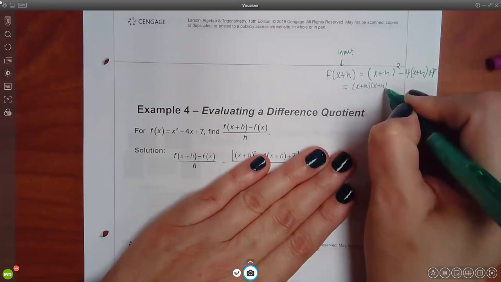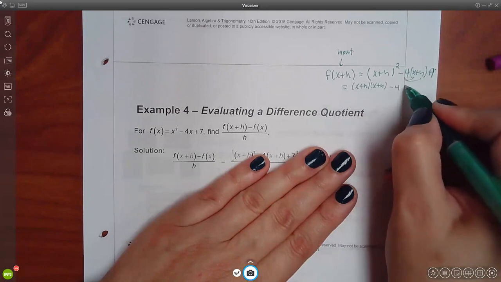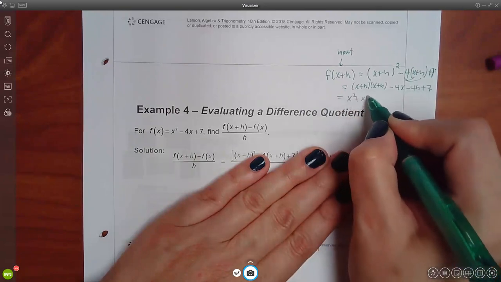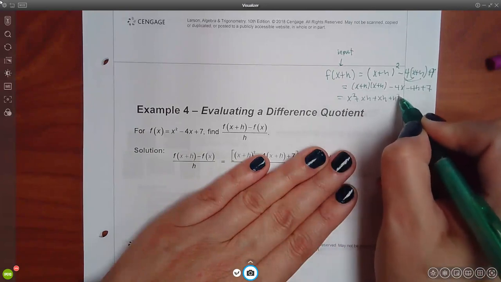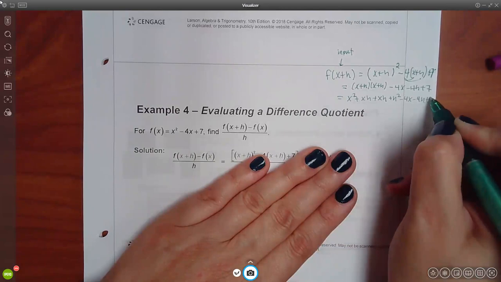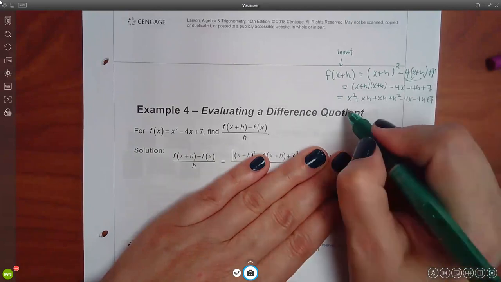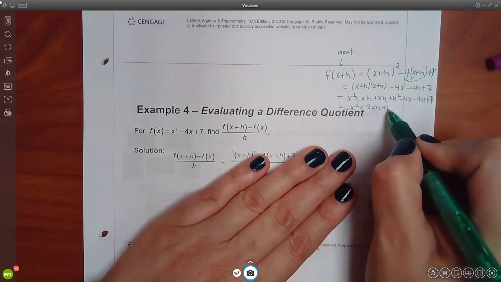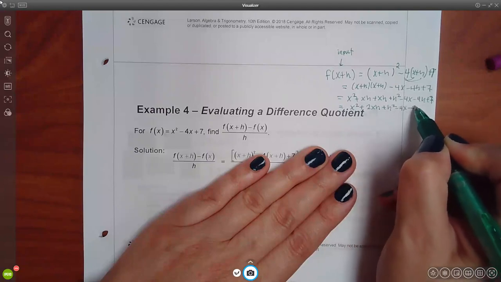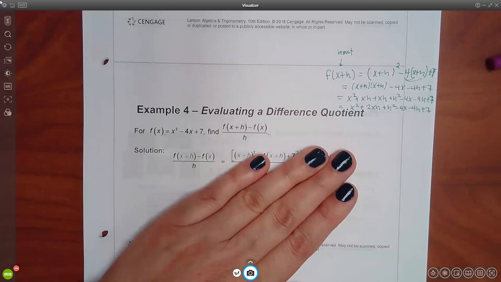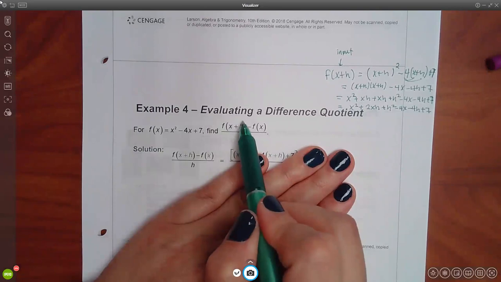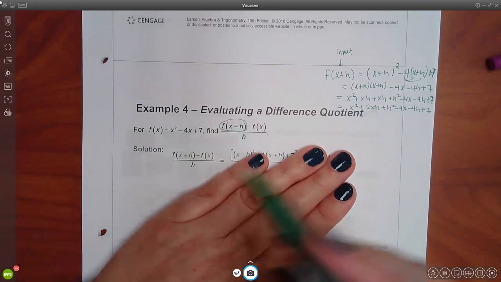This one you can distribute. And then here I'm going to get x squared plus xh plus another xh plus h squared. I cannot fit that 7 in there. So then I have x squared plus 2xh plus h squared minus 4x minus 4h plus 7. None of those are like terms. So unfortunately, it's just a long thing. But I'm supposed to take that whole expression and put it in.